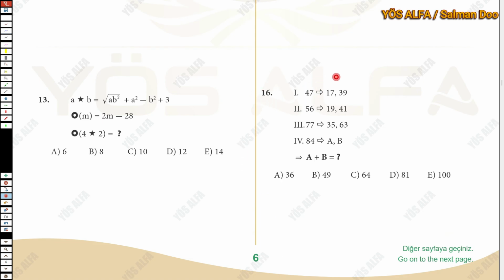47 is turned to 17 and 39. We need to find the pattern.